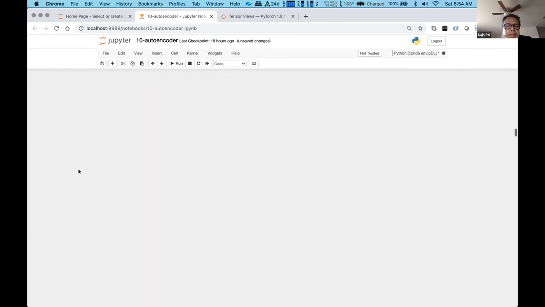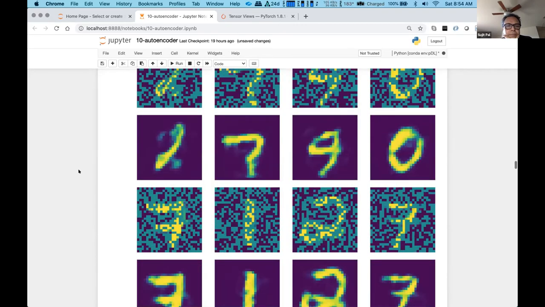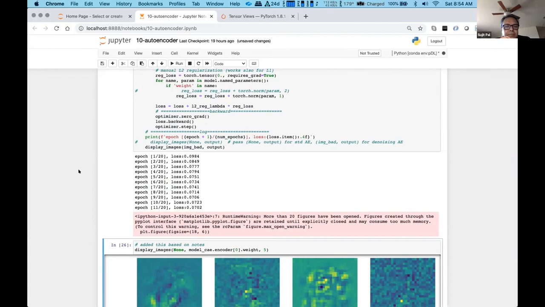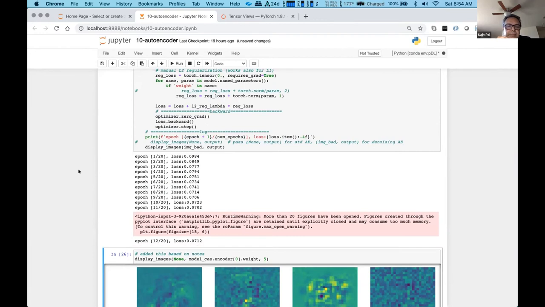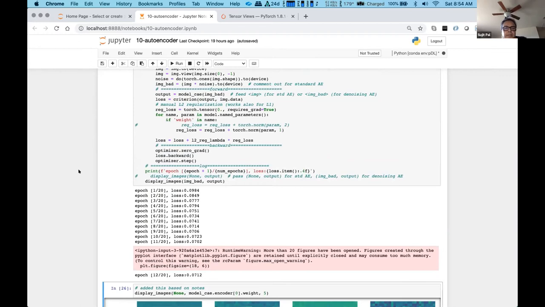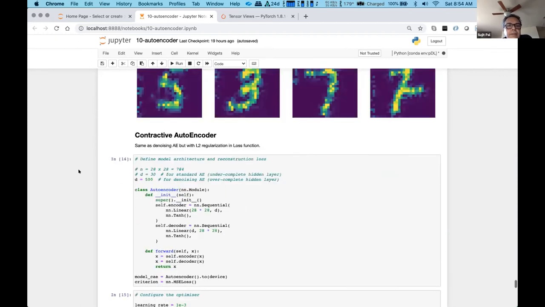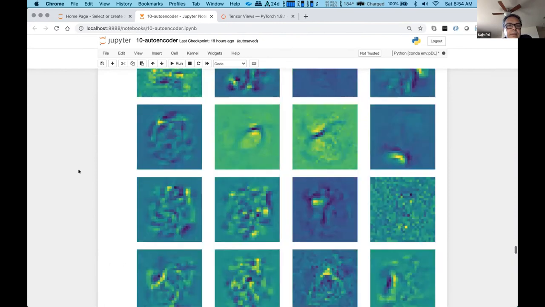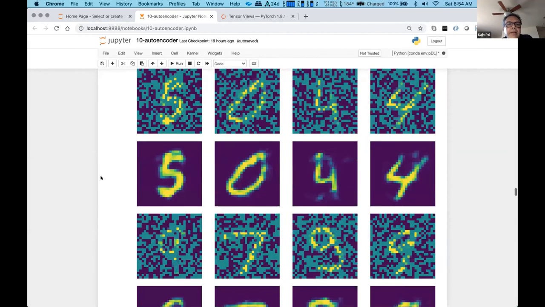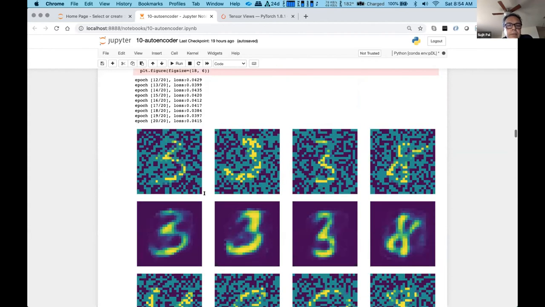All right, let's go back and see how far it's gone. My CPUs are still pegged, so it's probably not done yet. .09, .07. Sorry if I'm giving everybody a headache scrolling through. 0.07 to points.